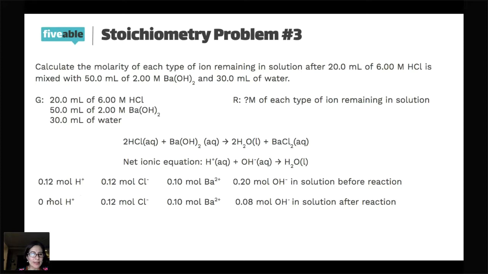Since hydrogen is the limiting reactant, we won't have any hydrogen ions after the reaction. We're going to have the initial 0.12 moles of chloride because this is a spectator ion and it did nothing for the reaction. 0.10 moles of barium, again a spectator ion. And we're going to end with only 0.08 moles of hydroxide in the solution after the reaction.